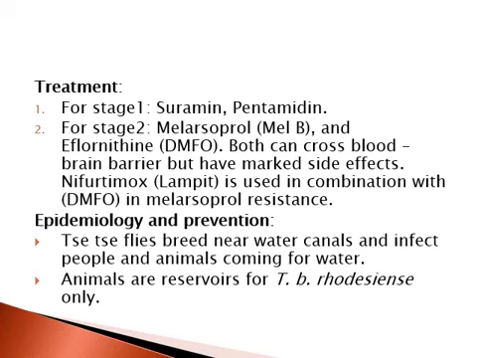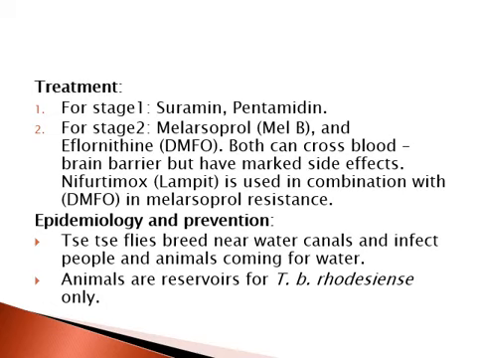Treatment for stage one without invasion of the brain, we can give suramin or pentamidine. For stage two, which has cerebrospinal invasion, we'll have melarsoprol or MelB and eflornithine or DFMO. Both can cross the blood-brain barrier and have marked side effects. Nifurtimox, which is a new drug called Lampit, is used in combination with DFMO in melarsoprol resistant patients, and it can also lessen the side effects of eflornithine.